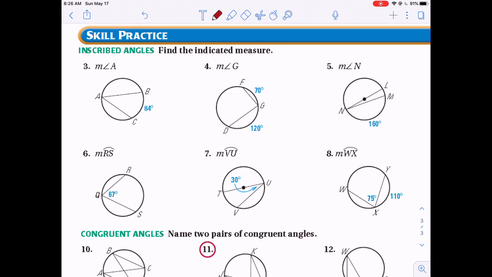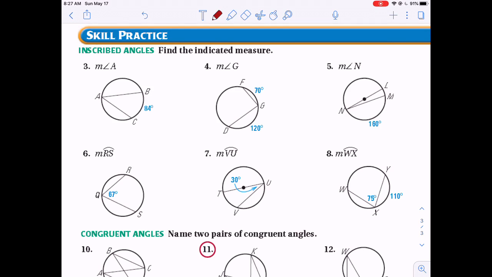Again, they say find the indicated measure. They want the measure of angle A. So be careful what they're looking for. Like, they're looking for angles. This would be this one in here, right? Sometimes they want you to find an arc, RS. They want you to find this. So just make sure you know what you're trying to find. And don't always go right to what you're trying to find. I always suggest filling in all the things you can find on the picture first, then go look for the answer. A little easier that way.